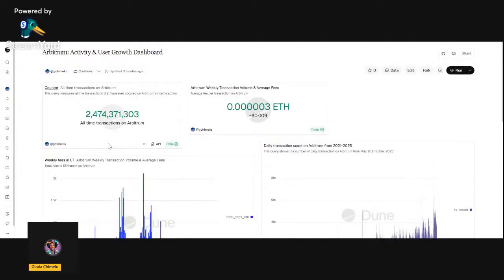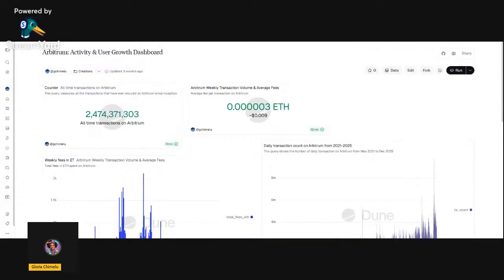I'll just start with my dashboard before I go into my queries. So the all-time transactions on Arbitrum is 2.4 billion. And when I ran this query 3 months ago, when I began it, the transaction volume was 2.1 billion. So that means we have had more than 300 million transactions over the last 3 months on Arbitrum.